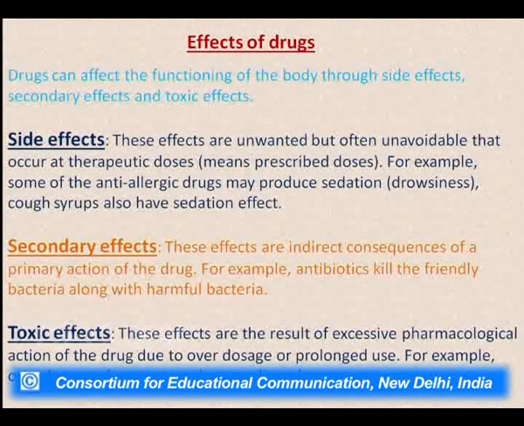Then comes the toxic effects. These effects are the results of excessive pharmacological action of the drug due to overdosage or prolonged use. For example, overdosage of paracetamol causes liver damage, and overdoses of many other addictive drugs also cause brain hemorrhage, brain damage, etc.